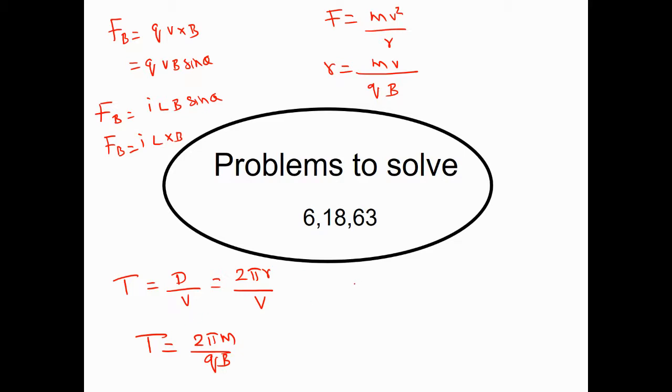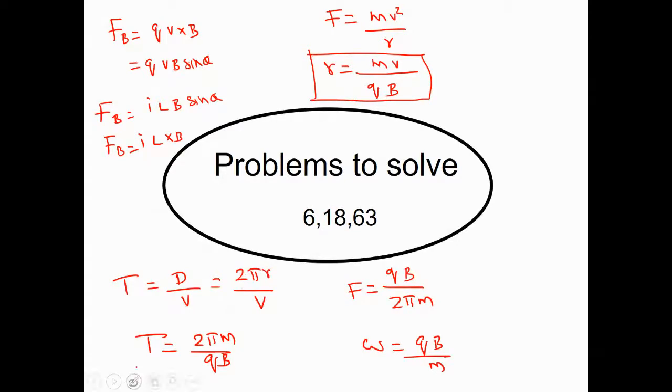Once you know the time period, you can easily find the frequency value, which is nothing but the reciprocal of the time period, which is qB over 2 pi m. And finally, when you use this frequency for the angular frequency, my angular frequency omega is nothing but qB divided by m. So you have to memorize this formula.